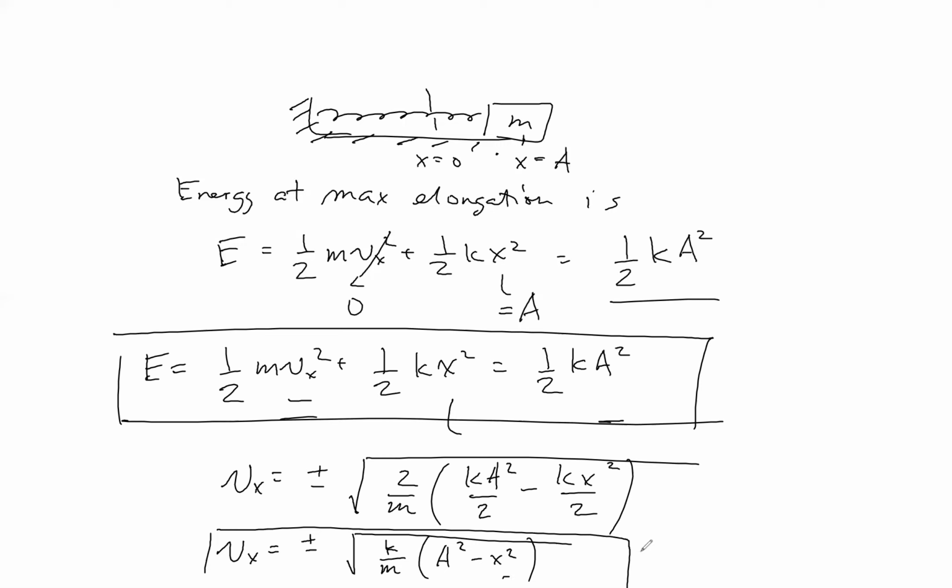You'll also notice from this, if x equals 0, you're going to end up with some maximum value for the velocity. So if you knew k and m and you set A, you would know the speed of this mass at x equals 0. And that would just be v sub x equals the square root of k over m times A. Sorry, I meant to write v sub max for that quantity.